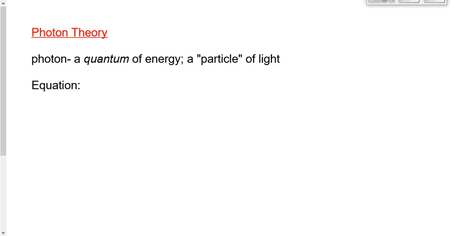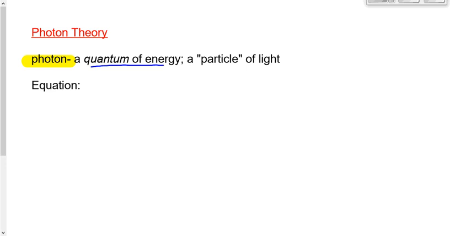Photon theory says basically this: light exists not only as a wave. We're not discounting that now. We still have diffraction, interference, refraction, polarization to support the wave theory of light. But now we also have the particle theory of light. Light exists not only as a wave, but also as a particle. That particle of light is called a photon. We define a photon technically as a quantum of energy. That's an important definition going forward over the next week.